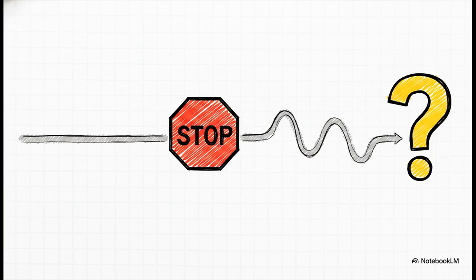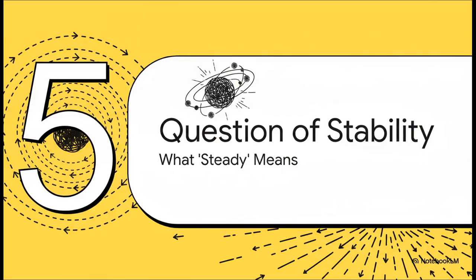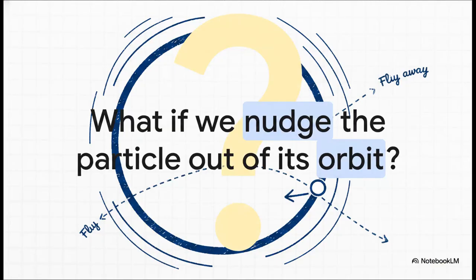We haven't checked if this orbit can actually survive a tiny push. This is the absolute core of the problem. In physics, steady isn't just about moving along a path. It means that path is a stable one. So we have to ask ourselves this question.